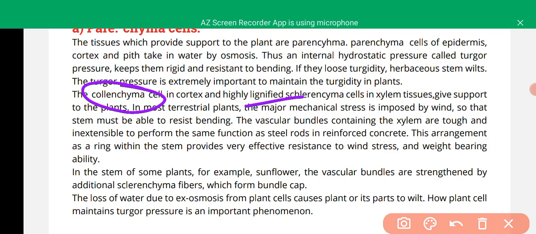These are the two types of cells: collenchyma cells are for baby plants, and lignified sclerenchyma cells with a secondary cell wall are for adult plants. In most terrestrial plants, the major mechanical stress is imposed by wind. Wind is a major mechanical force that tries to bend the plant. If the plant stem is not well supported, it may break and send the plant down to the earth.